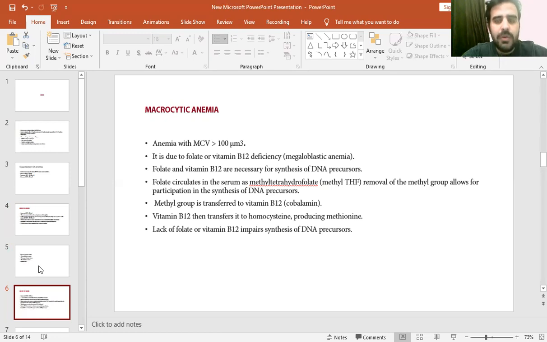We call that cobalamin also. Vitamin B12 will transfer it to homocysteine, giving rise to methionine. So if there is a decrement in the concentration of folate or vitamin B12, ultimately the DNA precursors will not be synthesized. Homocysteine is an amino acid.